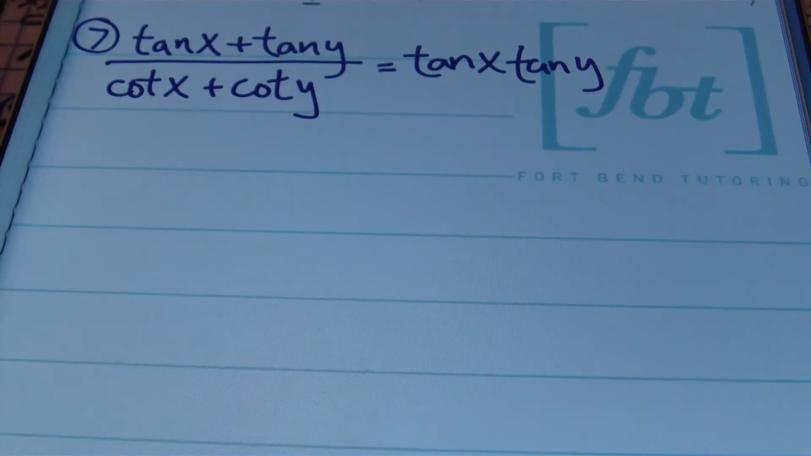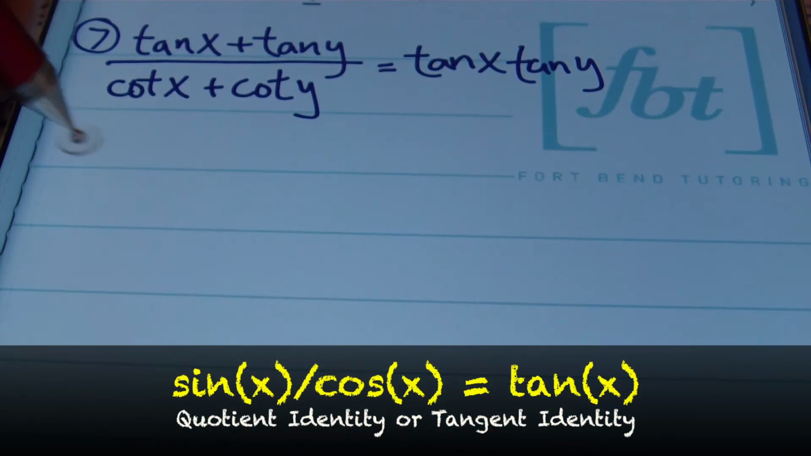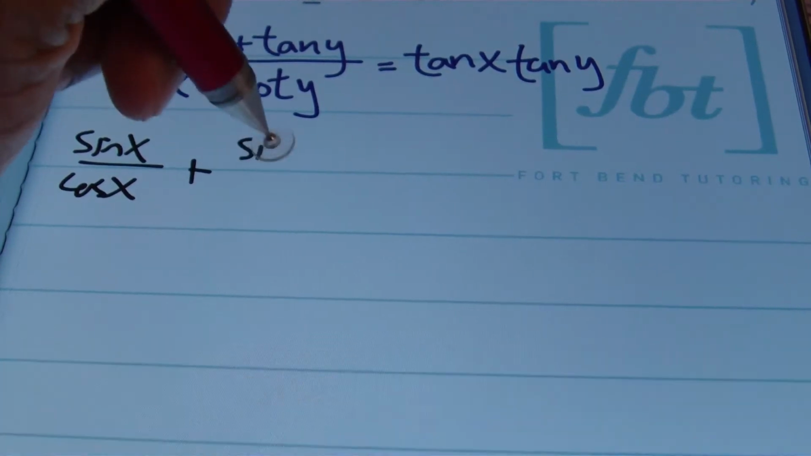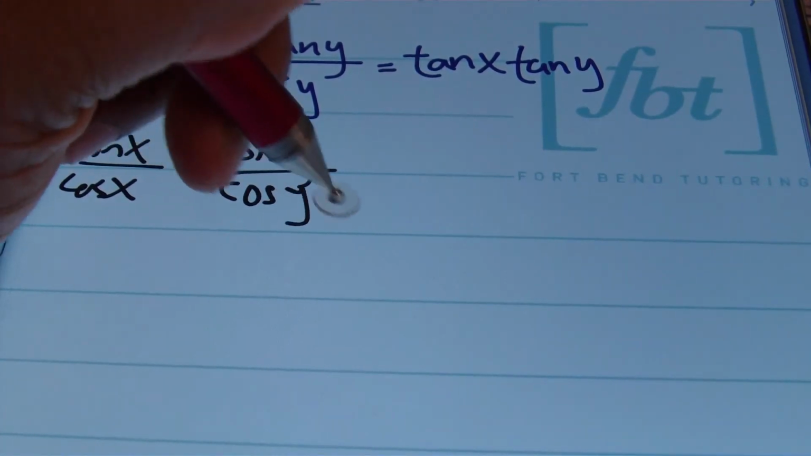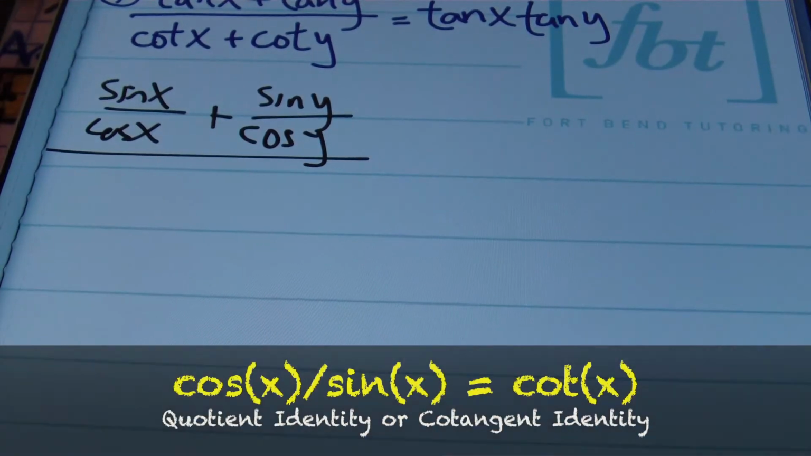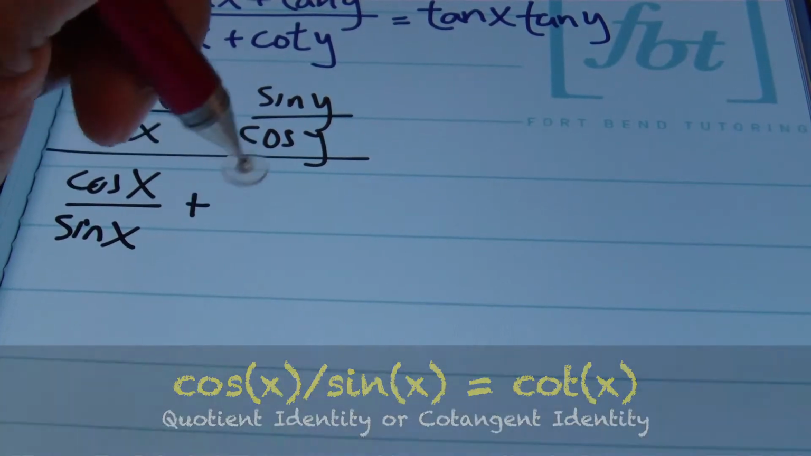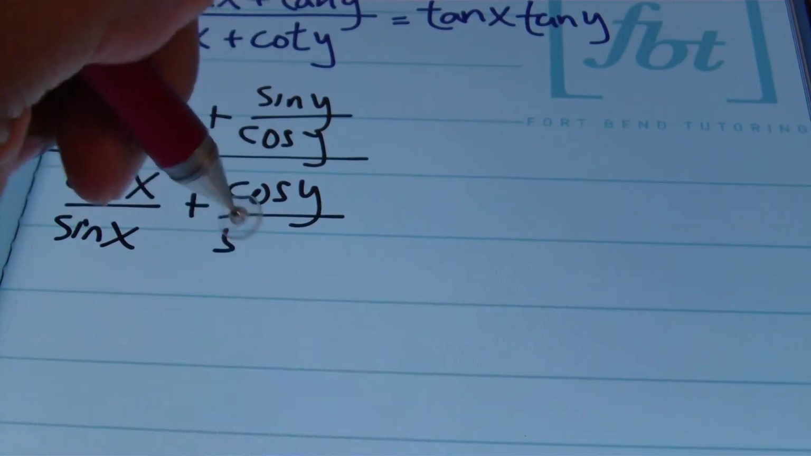In problem number 7, we have tan x plus tan y divided by cotangent x plus cotangent y, which equals tan x times tan y. So in this problem, I'm going to change everything to sine and cosine from the beginning. Looking at this left side, I know that tan x, using my quotient identity, is going to be sine x over cosine x plus sine y over cosine y. All of this is going to be over my denominator, which is going to be cosine x over sine x plus cosine y divided by sine y.